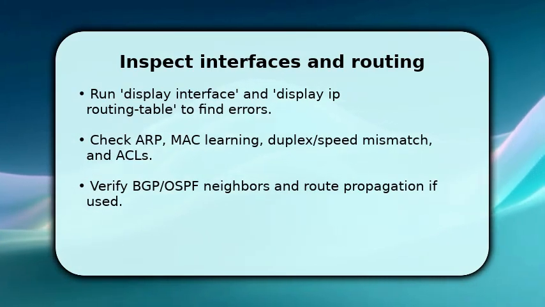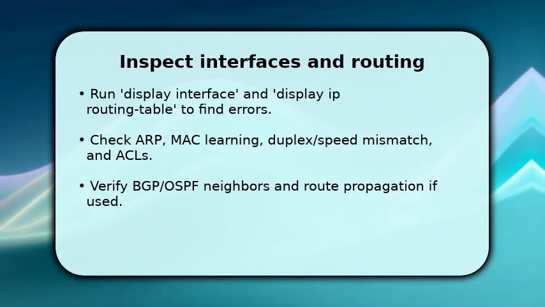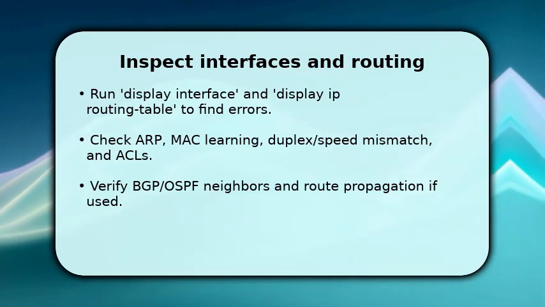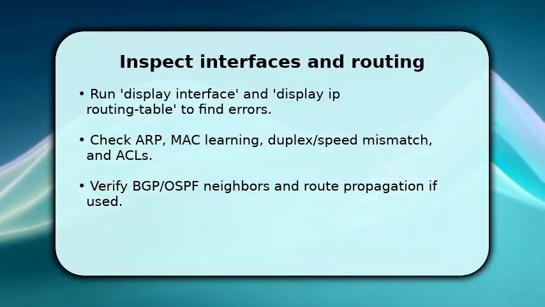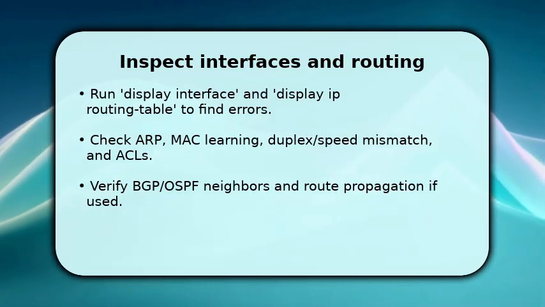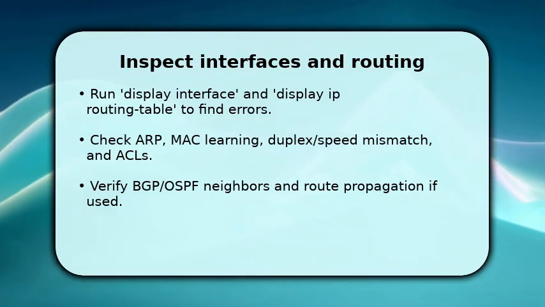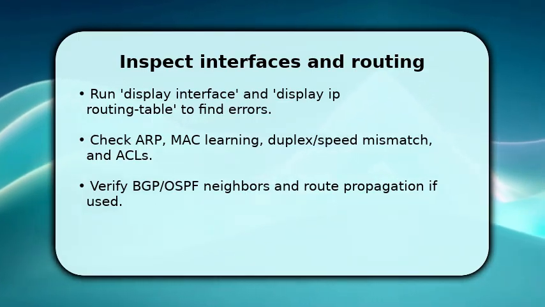Inspect interfaces for errors, CRC, drops, and mismatch in speed or duplex, because hardware negotiation problems often mimic routing faults. Then examine the routing table and ARP entries so you can see whether packets know where to go. If dynamic protocols are involved, confirm neighbor states and route advertisements.